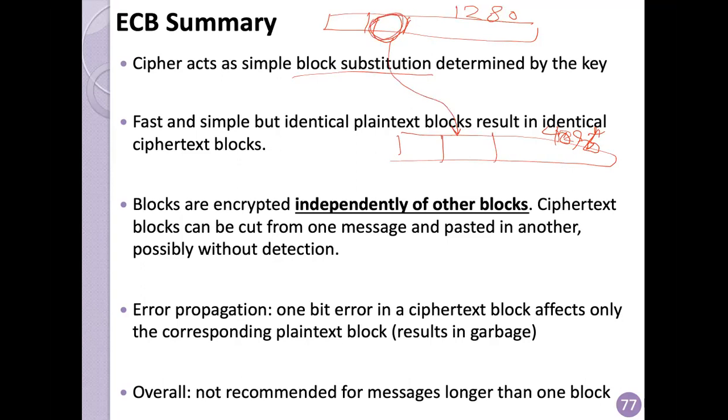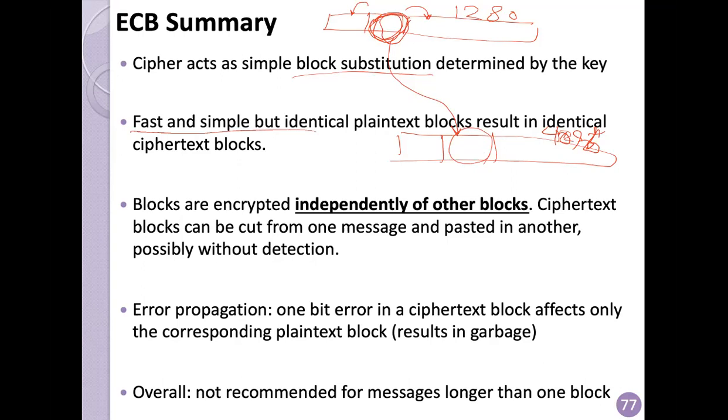this block doesn't have any relation with the previous block or the next block. So I'm sure that it is being encrypted with the key. So probably I can use it in a different ciphertext without anyone being alerted by that. Of course, this is a fast and simple method.